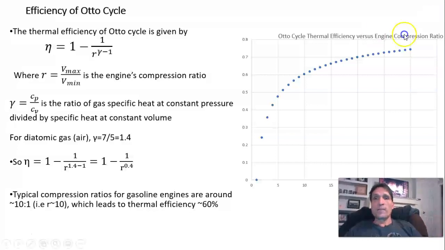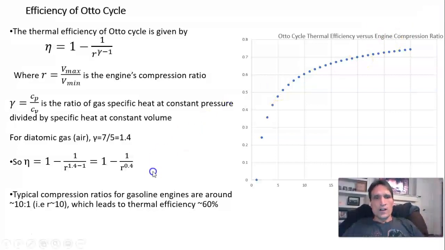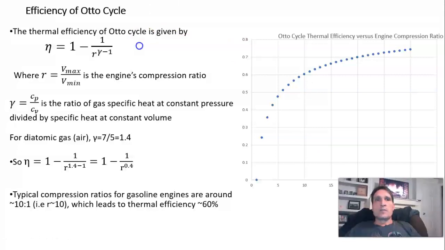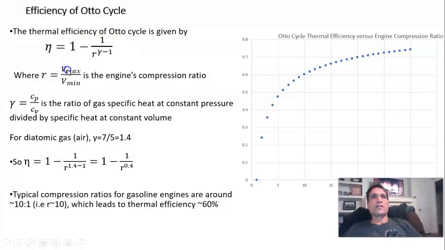So for typical gasoline engines, the compression ratios are around 8 to 12. So if you say that middle value is around 10, that means that the thermal efficiency, which is the ratio of the mechanical work done divided by the heat input, is about 60% at typical compression ratios. So kind of an interesting result that the efficiency of an Otto cycle depends only on the compression ratio of the engine.